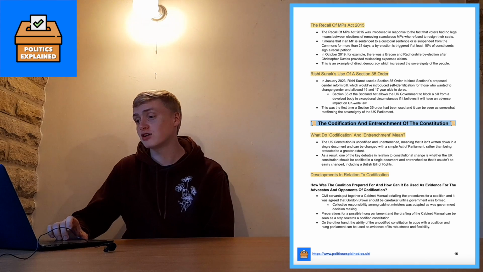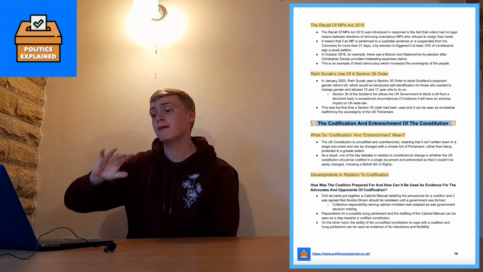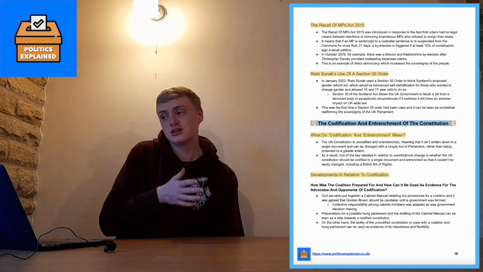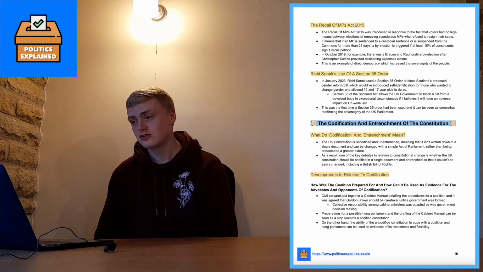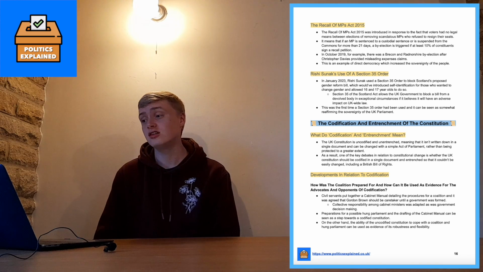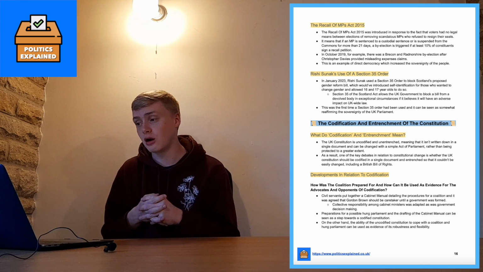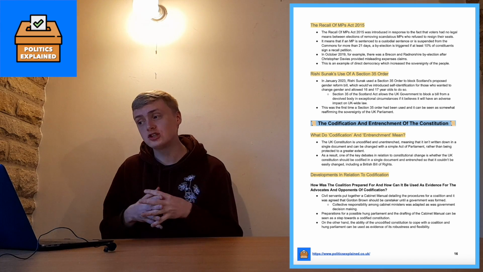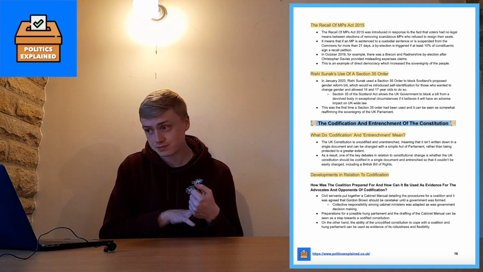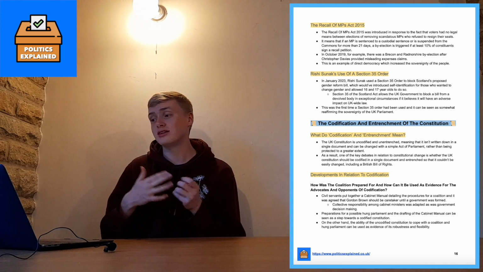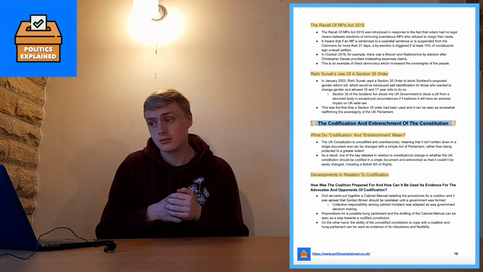Firstly, looking at developments in relation to codification, how the coalition was prepared for can be used as evidence for advocates and opponents of codification. In preparation for the coalition, civil servants put together a cabinet manual detailing the procedures for a coalition, and it was agreed that Gordon Brown should be caretaker until a government was formed.